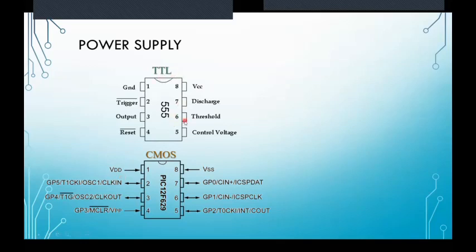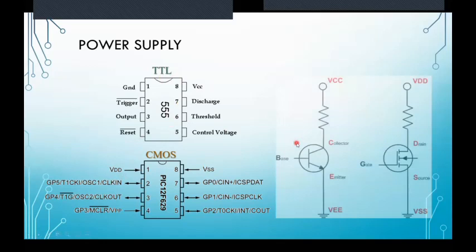So the TTL ICs are based on BJT. BJT is a transistor. So the transistor has collector, base, and emitter. So VCC stands for collector voltage. Collector is normally connected to the high volt, the positive volt, and the emitter is normally connected to the ground. So VCC is the collector voltage, and it is normally connected to 5 volts, and ground is the VEE.